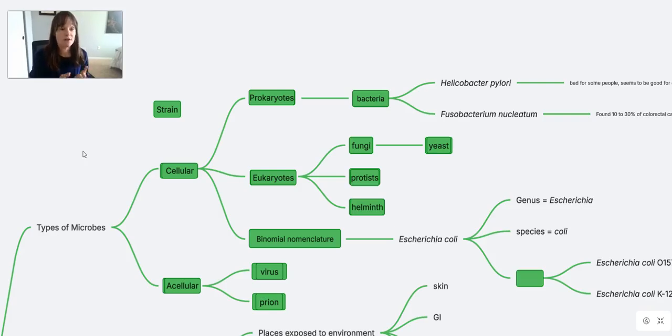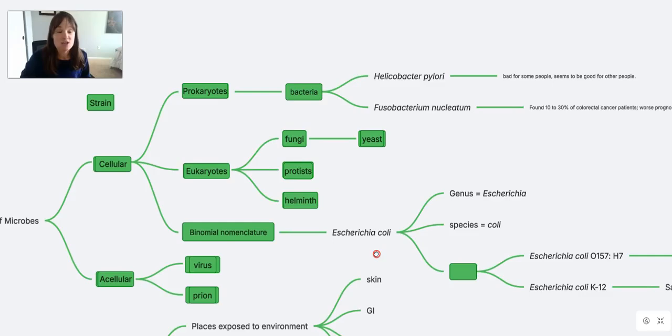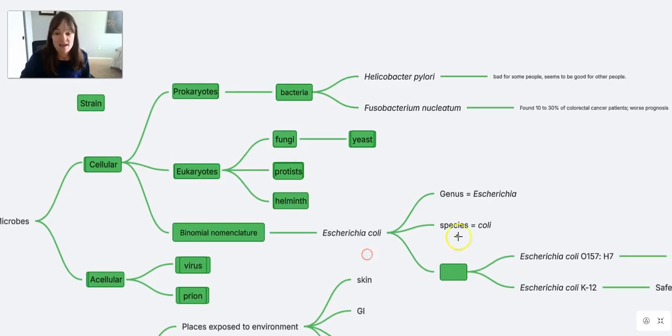So one that you're familiar with is Homo sapiens. That's our scientific name. 2 name system. Another one that you're probably familiar with is Escherichia coli. 2 name system as well. The first name is the genus. The second name is the species. So you might remember this by G, genus comes first in the alphabet before species.